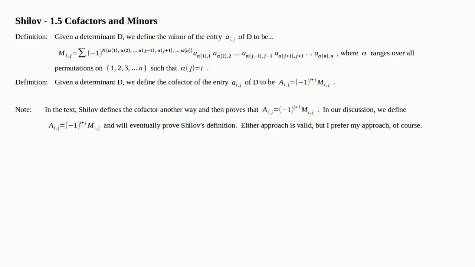So note, in the text, Shilov defines the cofactor another way. So I'm differing from Shilov again here, and he then proves that capital A sub ij is equal to that power of -1 times the minor. In our discussion, we define A sub ij to be equal to that power of -1 times the minor, and we'll eventually prove Shilov's definition. So either approach is valid, but I prefer my approach. The idea is that Shilov starts at point B and then gets to point A, and what I would rather do is start at A and then go to B.